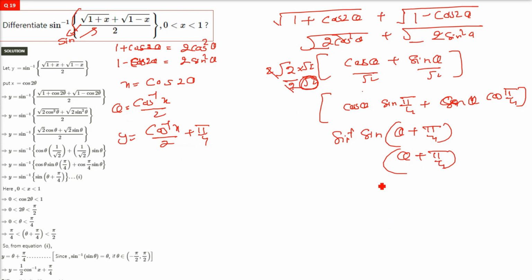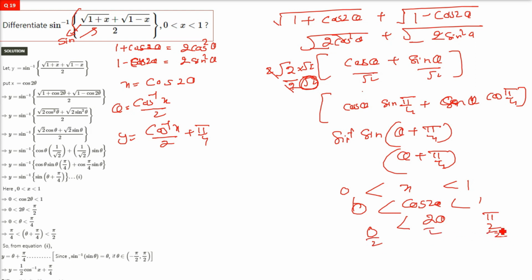But let us see whether this theta plus pi by 4, in which we are cancelling sine and sine inverse, corresponds to the range. Yes, cos 2 theta, because x is cos 2 theta you have taken, it is between 0 and 1. Now take the cos inverse everywhere, cos inverse 1 and cos inverse 0. You know that cos 0 is 1, you know that cos pi by 2 is 0. So you have 2 theta between 0 and pi by 2. What is theta? Divide by 2 everywhere, you get 0, here you get theta, here you get pi by 4.